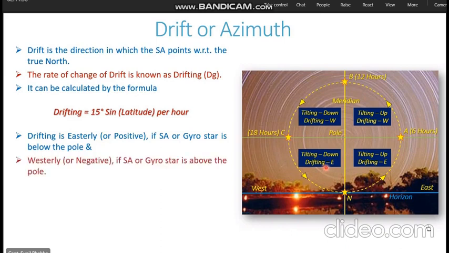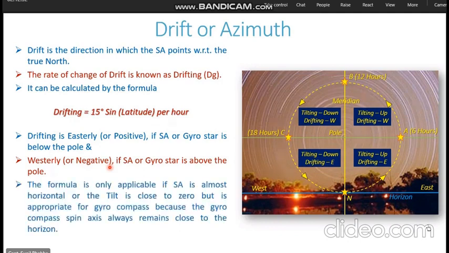And the drifting is westerly or negative if the spin axis or gyro star is above the pole. As you can see from point Alpha to point Bravo up to point Charlie. In this semicircle A to B to C, the gyro star or the spin axis is above the pole, above the green color line, and in this case the drifting or the motion of the star is in the westerly direction. So this westerly drifting as per sign convention is referred to as negative drifting.